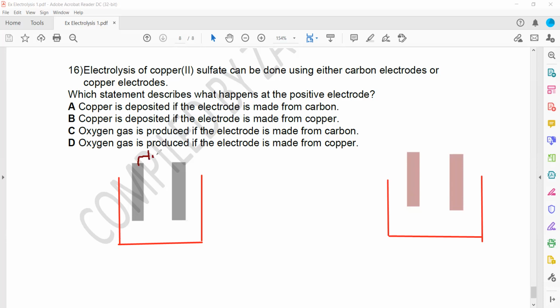So this is positive, negative, and same way positive, negative. So this is copper, here also copper. This is carbon, we don't have to write because they don't react. What are the ions present inside the solution? It's a copper 2 sulfate solution, aqueous. So copper ion is there, sulfate ion is there, hydrogen ion is there, and hydroxide. Same thing here, copper ions, sulfate ions, hydrogen ions, and hydroxide.